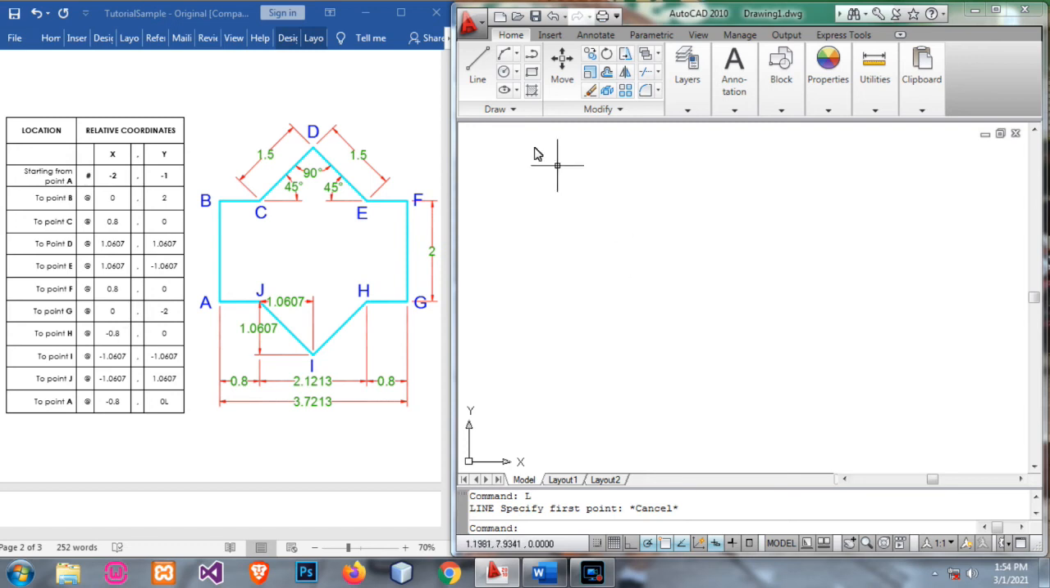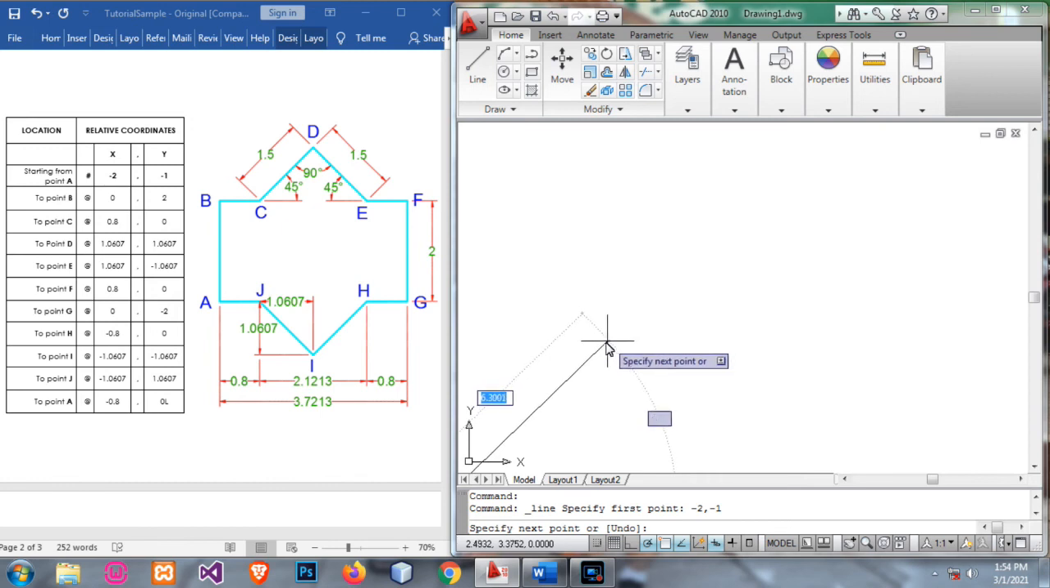Now we will start and create a line. We will specify the first point. This is very important when we are dealing with relative coordinates because we cannot create the next point without this previous point. So the first point is specified with absolute coordinates: hashtag -2, comma, -1, and then press enter.